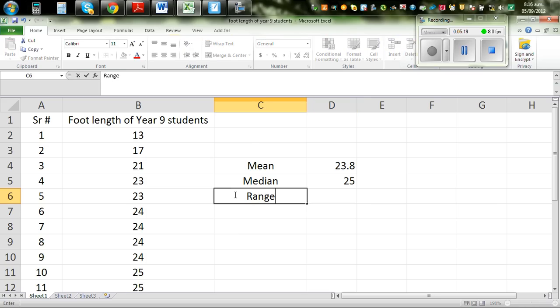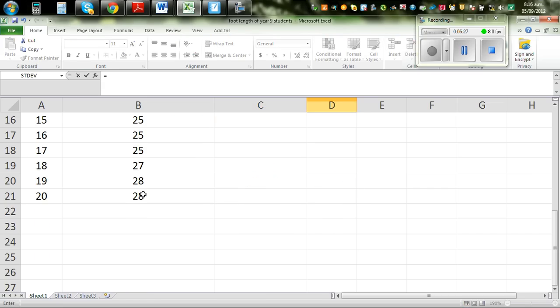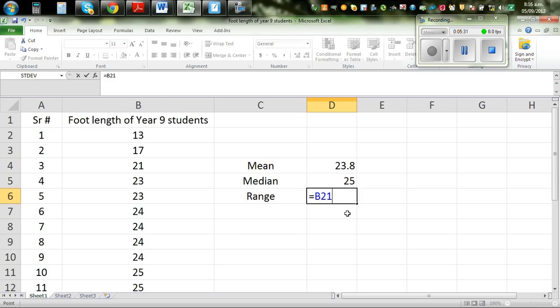Now range is the highest minus the lowest. So range is equal to, so this is your highest. Press this, this is B21, minus your lowest. Click on this, this is B2, and enter. So your range is 15. So this is how you can do mean, median, and range using Excel.